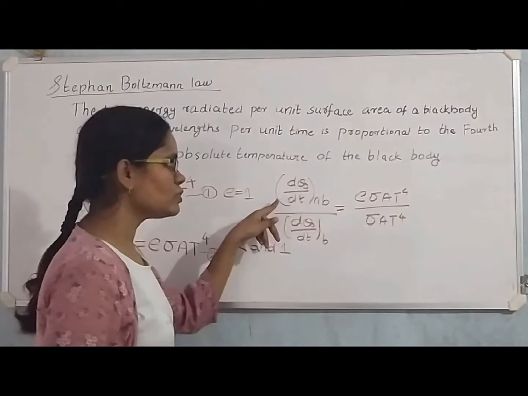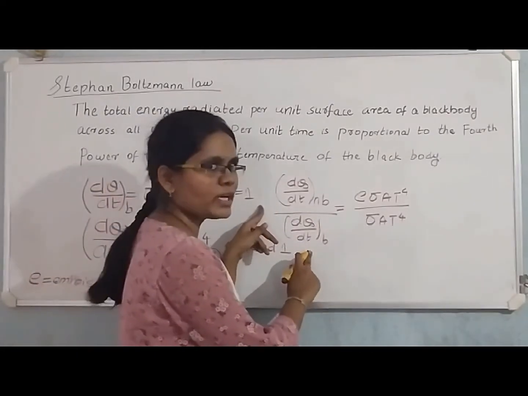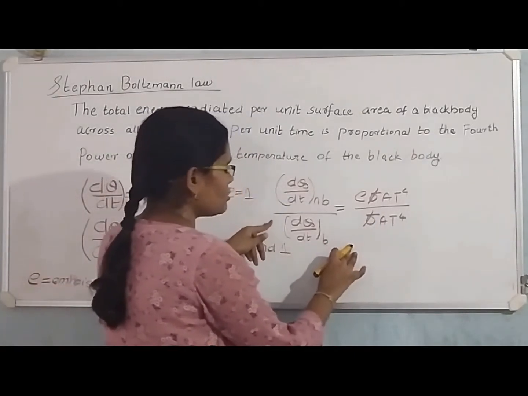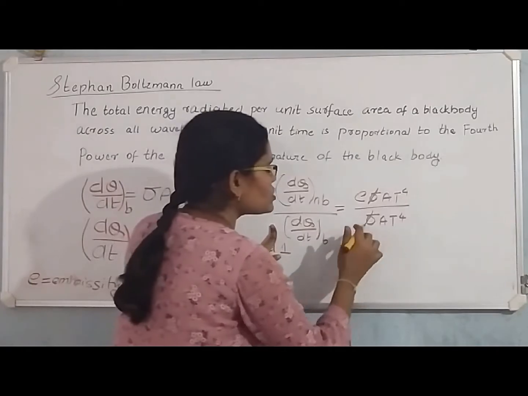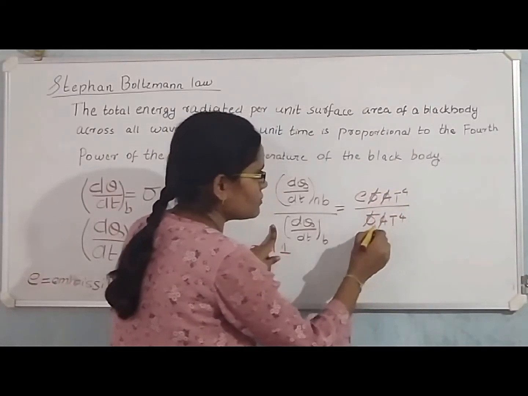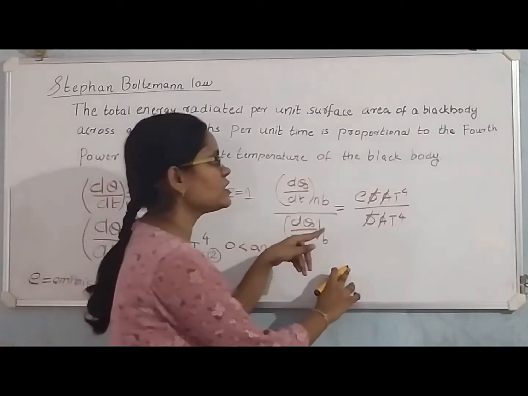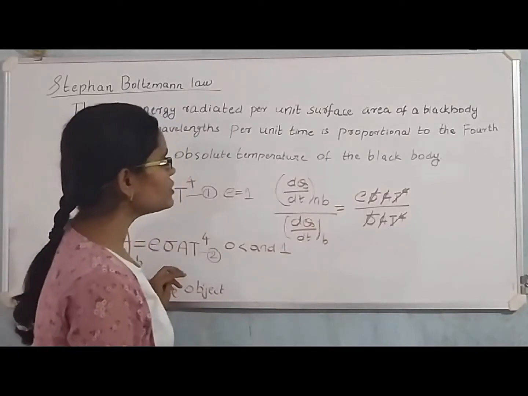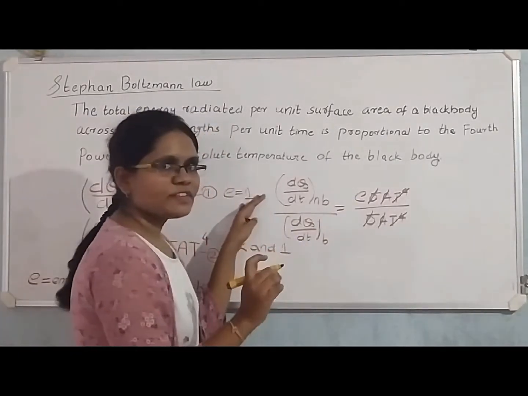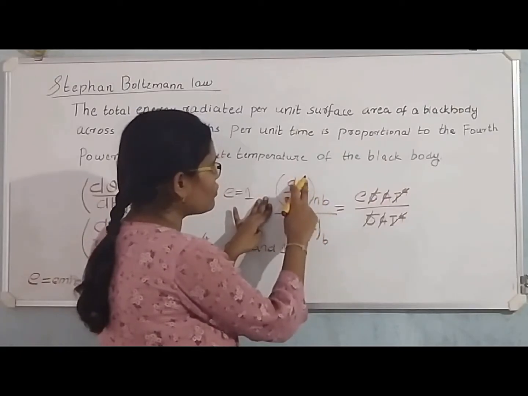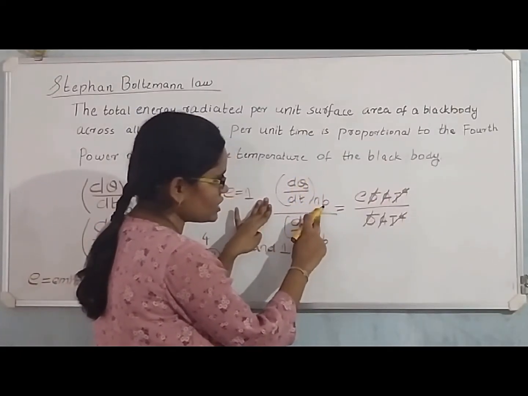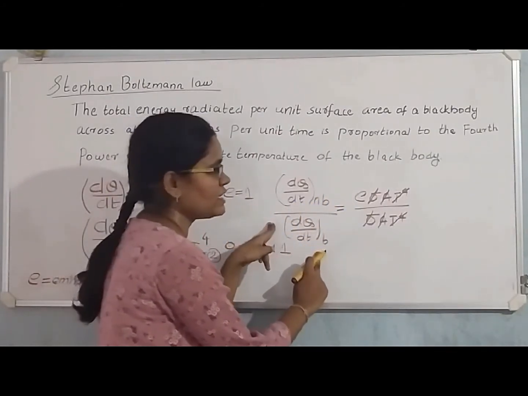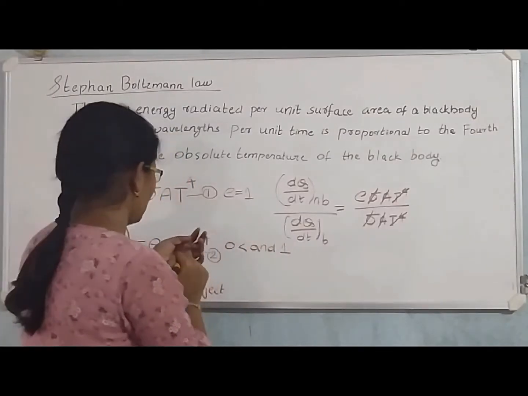Sigma is constant for both the objects, that is the black body and the non-black body, so I can cancel this term. If you consider the emission per unit surface area, then you can also cancel the area term, and when both objects are at the same temperature, you can cancel the temperature term. So we get the emissivity. Now how can you define emissivity? You can define emissivity as the ratio of the rate of emission of a non-black body per unit surface area and the rate of emission of a black body per unit surface area at constant temperature.